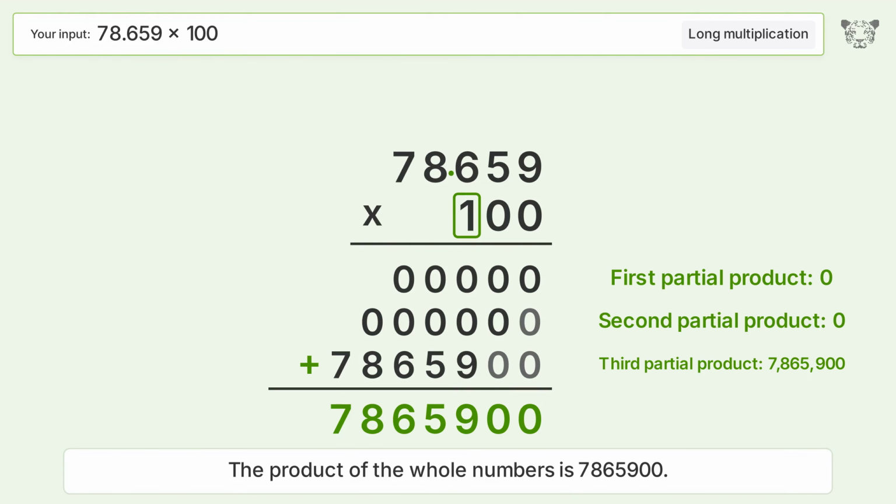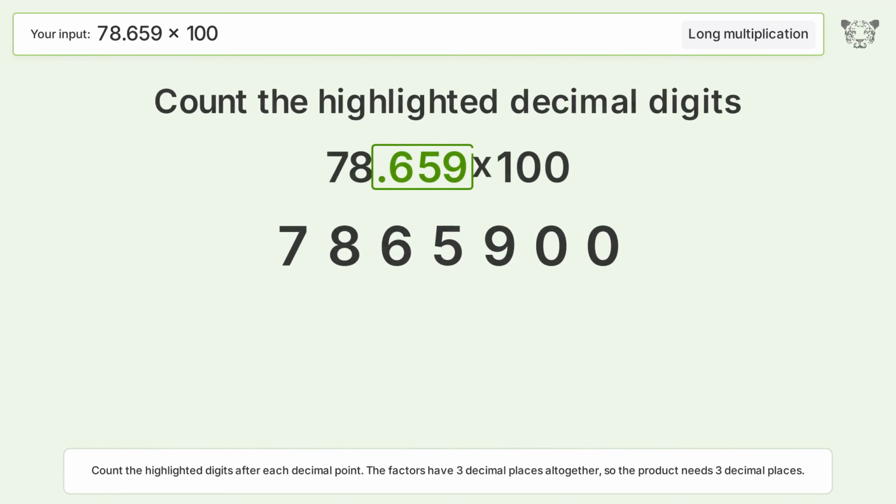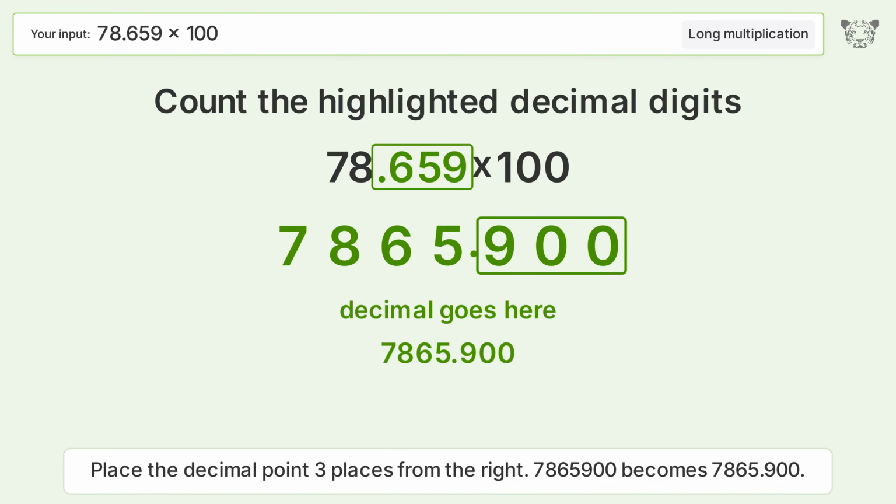The product of the whole numbers is 7,865,900. Count the highlighted digits after each decimal point. The factors have 3 decimal places altogether, so the product needs 3 decimal places. Place the decimal point 3 places from the right.